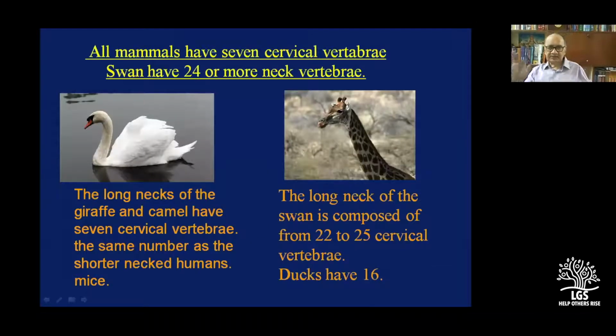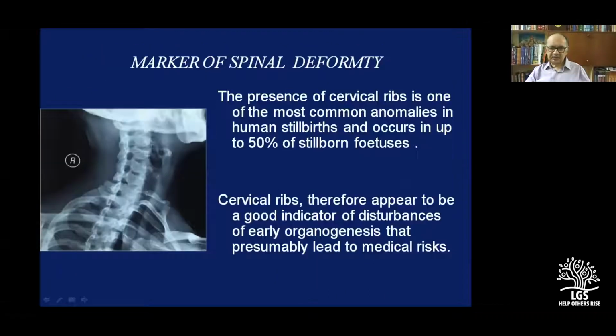All mammals have 7 cervical vertebrae. Swan has 24 cervical vertebrae. The long neck of the giraffe and camels have 7, while the long neck of swan and duck is composed of 25 vertebrae. And the longest neck is from the giraffe, which has only 7 cervical vertebrae. And the presence of cervical ribs suggests a marker for a spinal deformity.